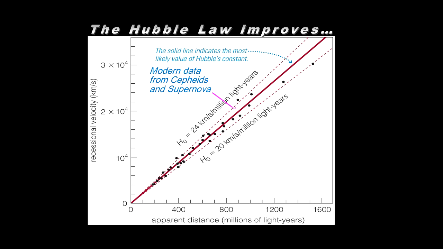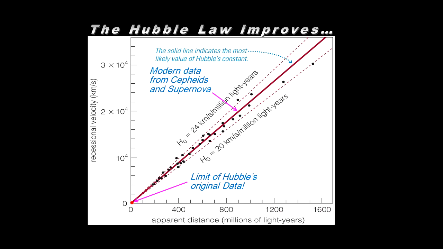So this is modern data from Cepheids and supernovae. The limit of Hubble's original data: his original data was confined to just the local galaxies. So it's just this small little region right here in comparison to the scale that we're seeing here.